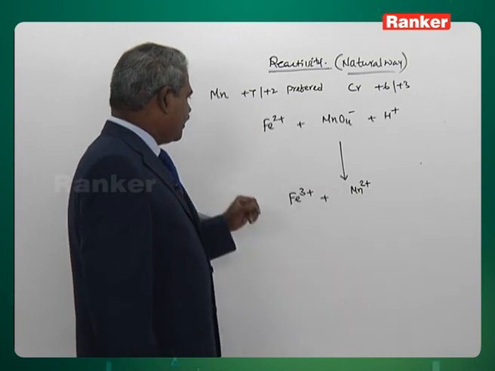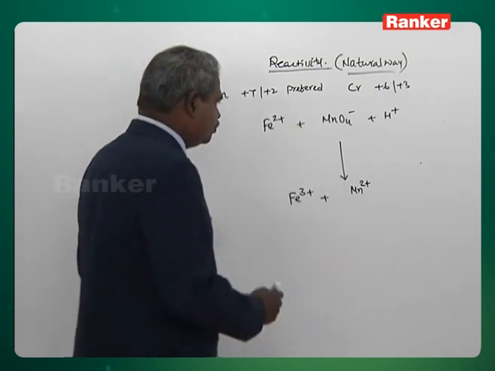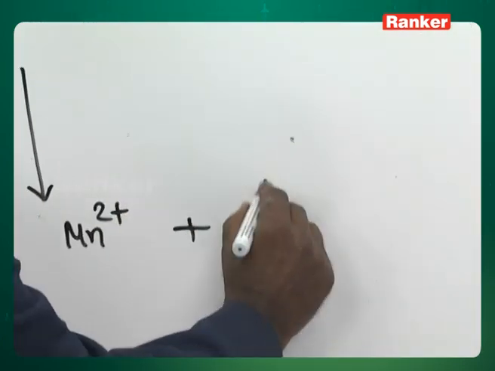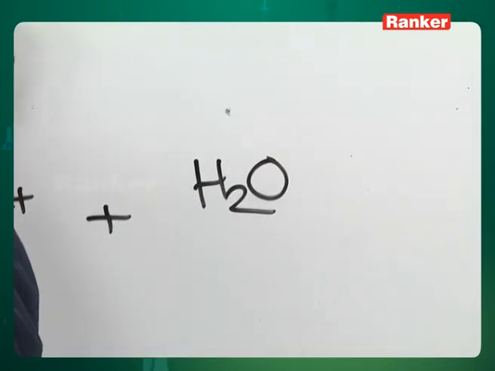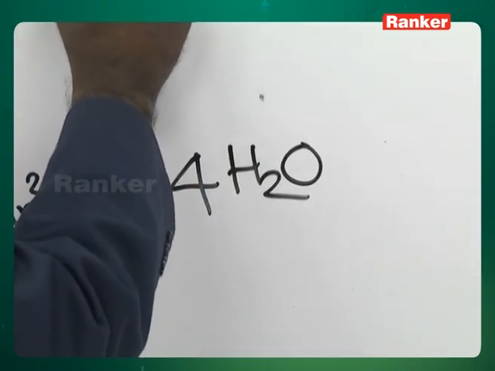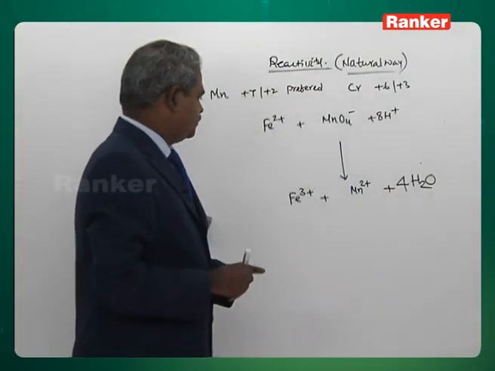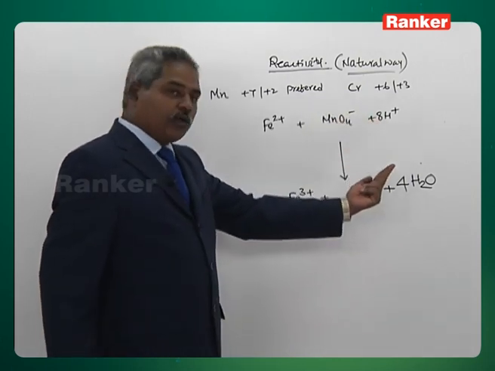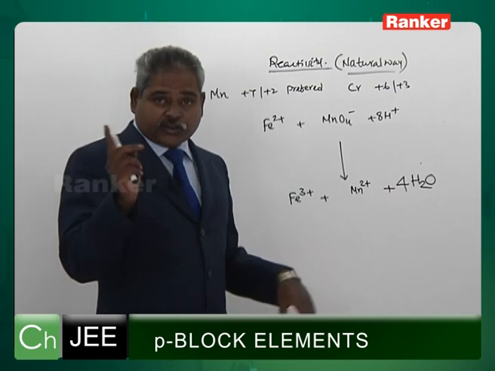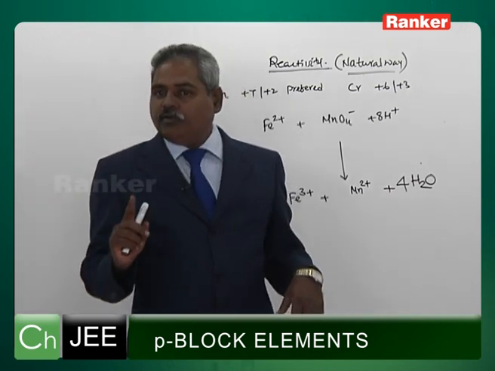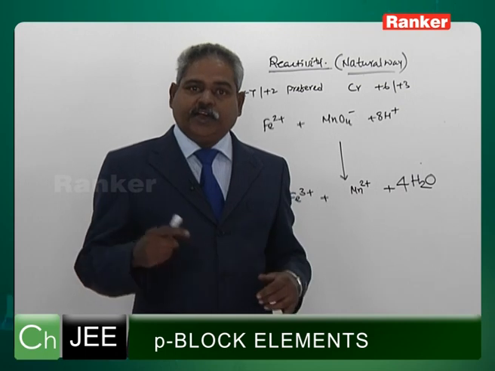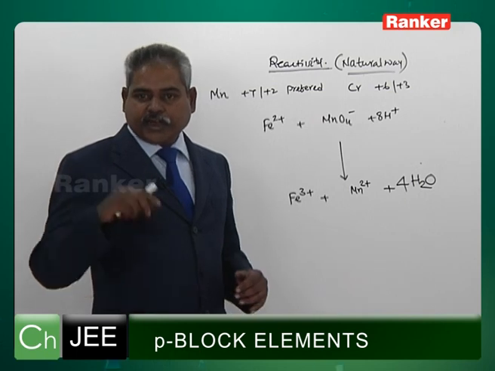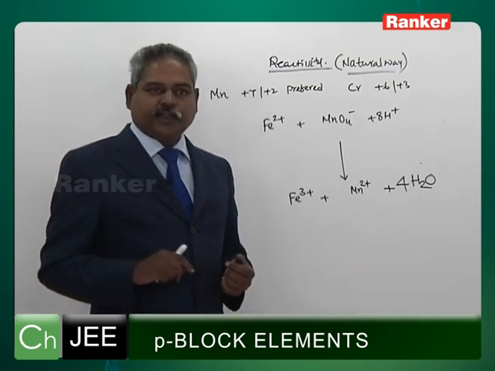So, ferrous wants to become ferric, permanganate wants to become manganese 2, and so what will happen? You get H2O. How many? All 4 oxygens ran out to become H2O. 8H plus, 4H2O. Okay. So, why do you require 8H plus? Each oxygen requires 2 protons and of course 2 electrons. I repeat, oxygen doesn't want electrons and protons. Oxygen indeed wants hydrogen atoms, but since it is not getting hydrogen atoms directly, it is collecting electrons from one source, protons from the other.